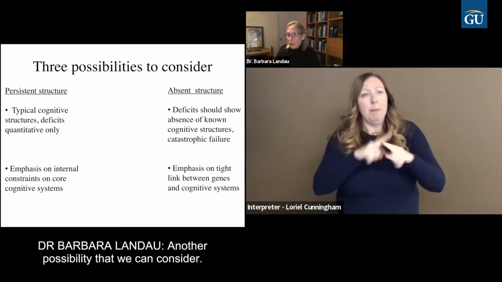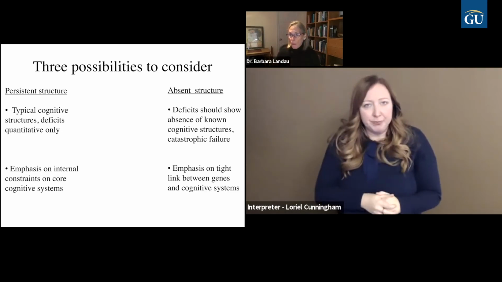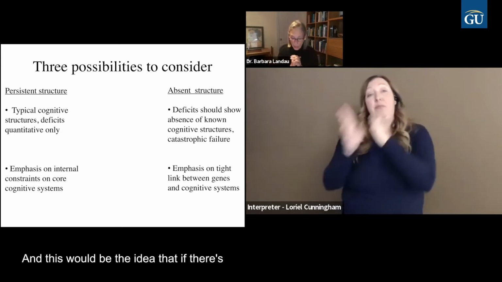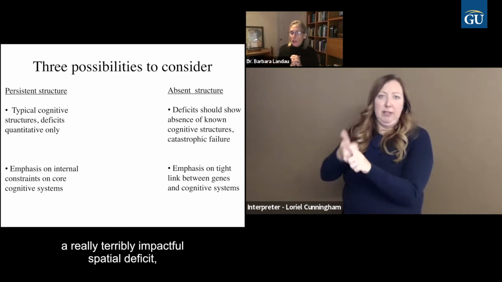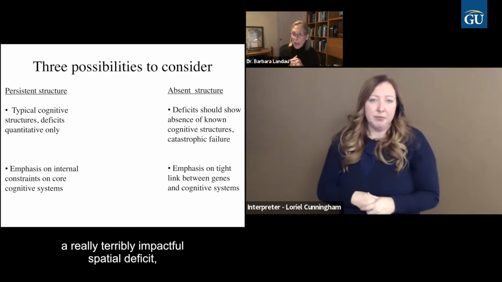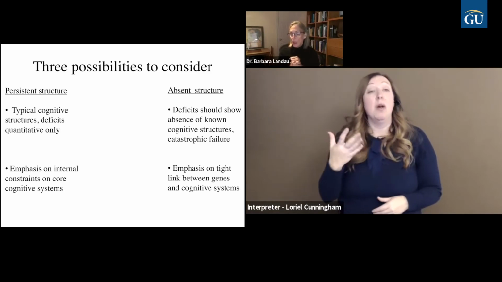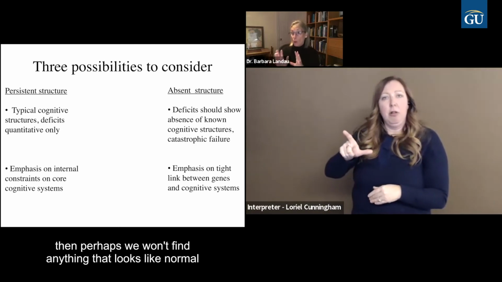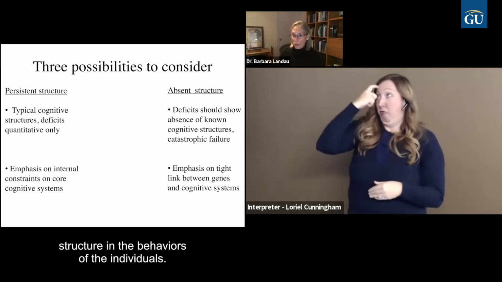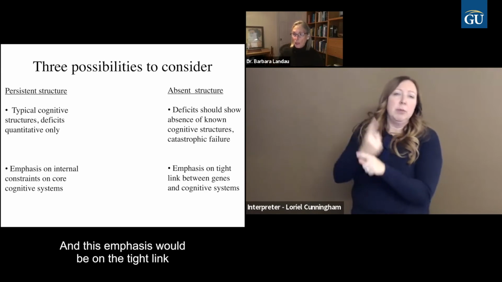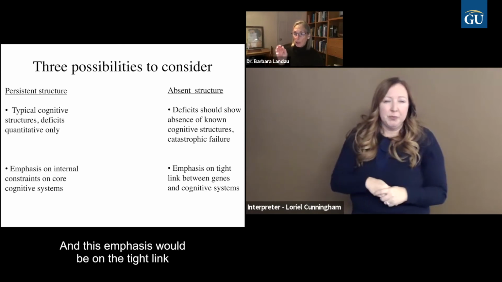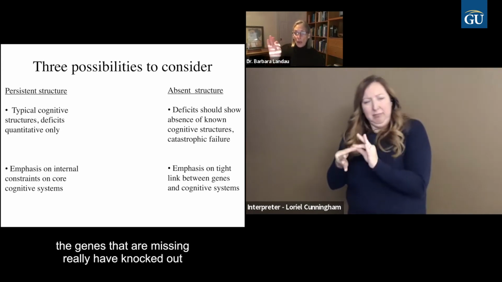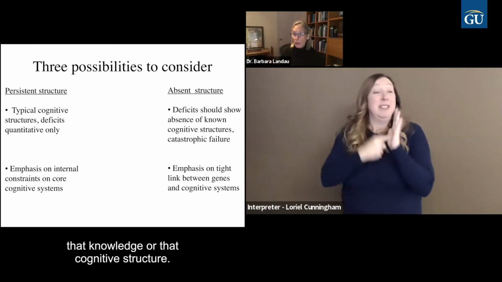Another possibility that we can consider is that there's just absent structure. And this would be the idea that if there's a really terribly impactful spatial deficit, then perhaps we won't find anything that looks like normal structure in the behaviors of the individuals. And this emphasis would be on the tight link between genes and cognitive systems, as if the genes that are missing really have knocked out that knowledge or that cognitive structure.